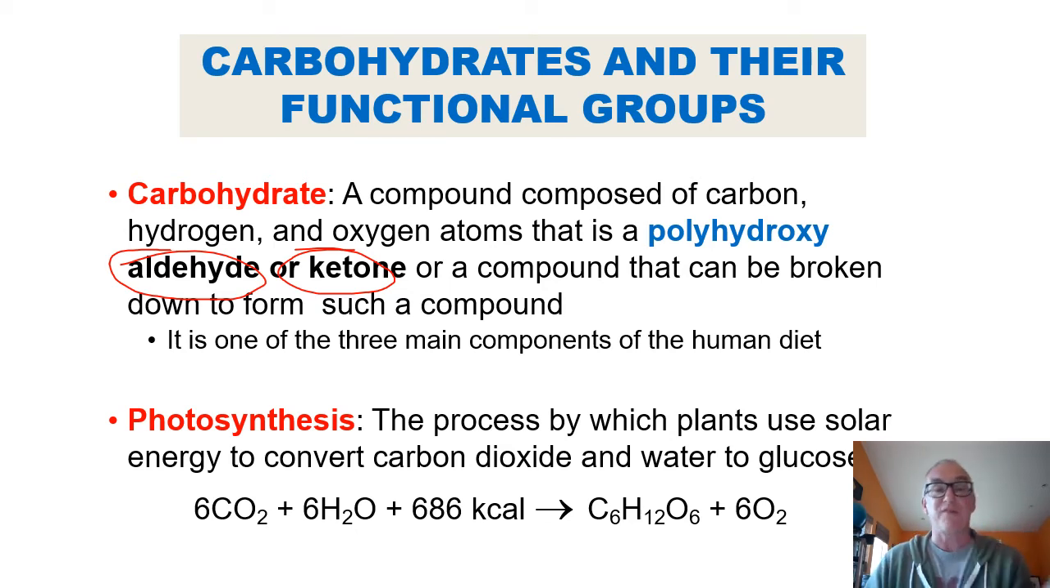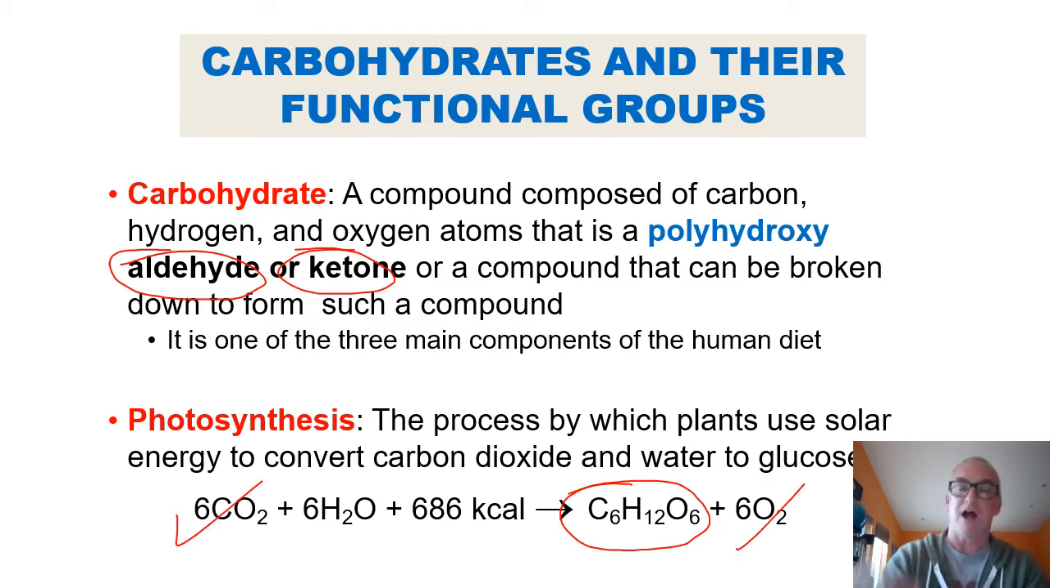And then how photosynthesis fits in here. Photosynthesis is the very process by which plants convert CO2 and water and add energy to make these particular sugars for us and release oxygen. So not only does it take CO2 out of the air and produce oxygen for us to breathe, that also gives us glucose for energy as well. So obviously incredibly important process.